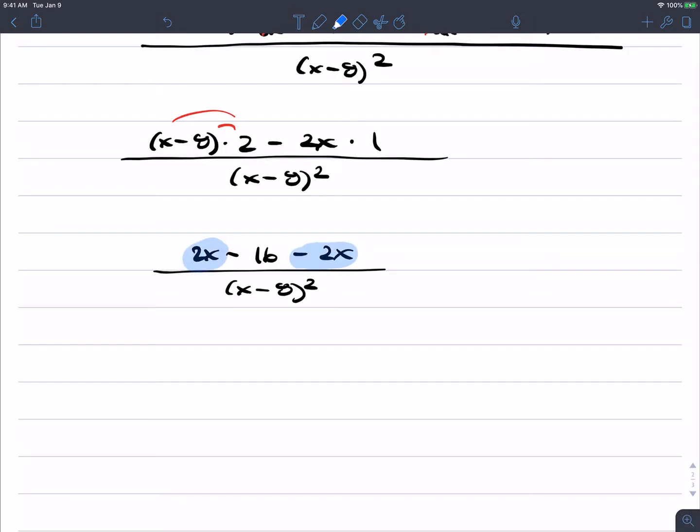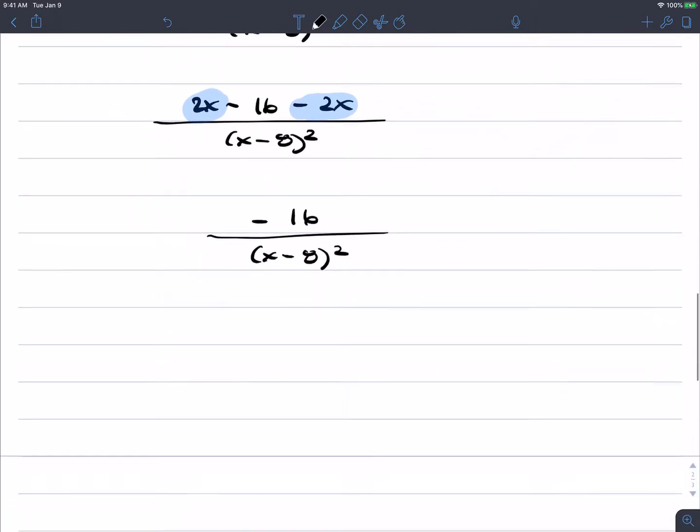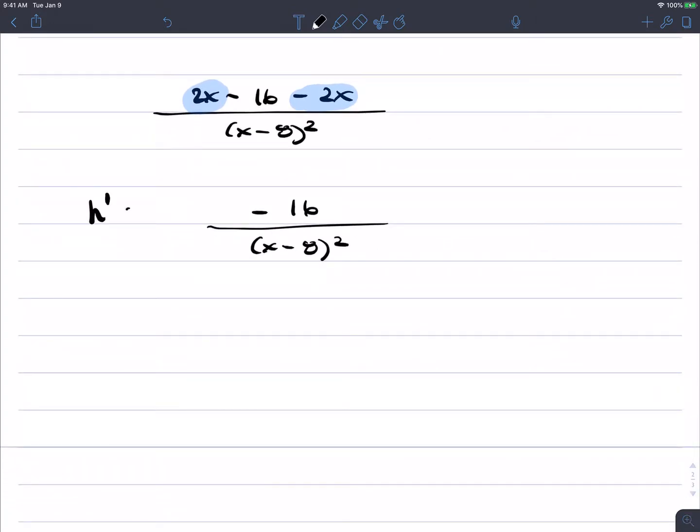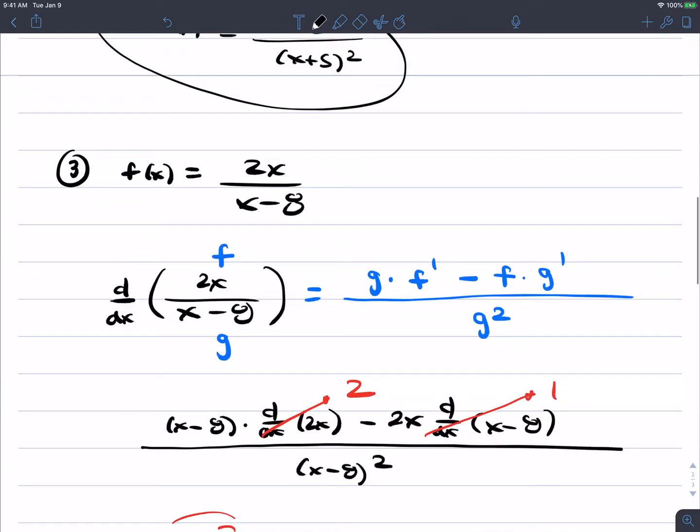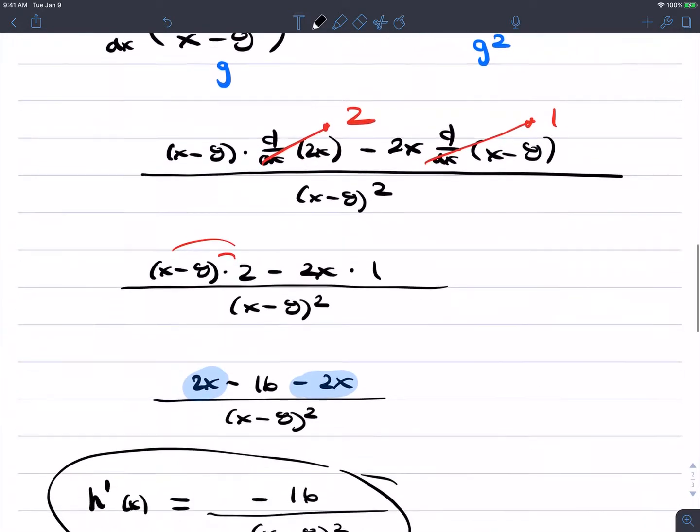2x minus 2x, this gives me negative 16 over x minus 8 squared. So this will be my final answer. And this is number 3. This is our quotient rule.